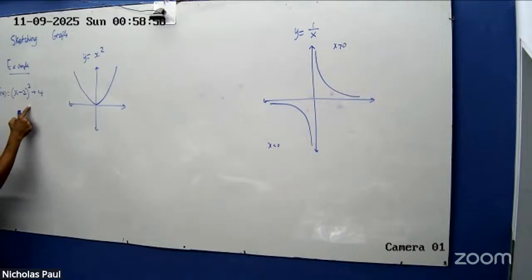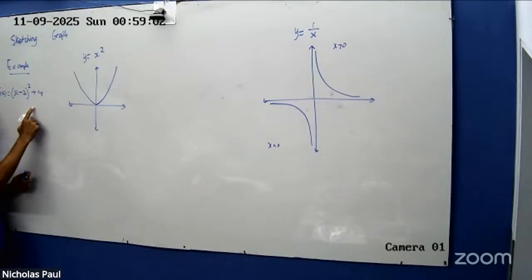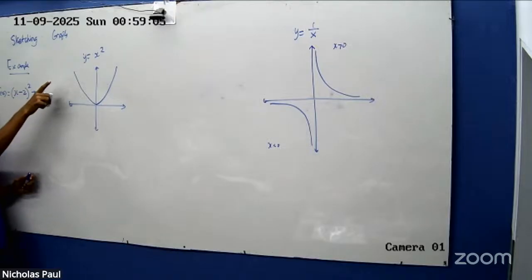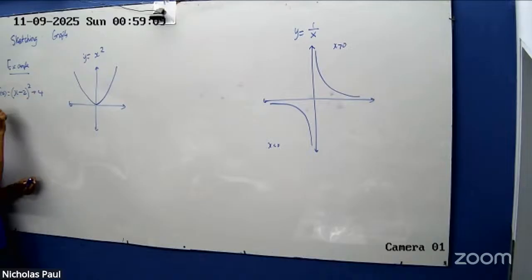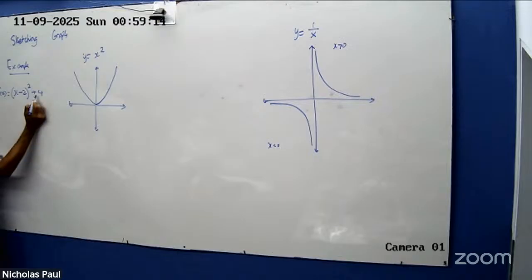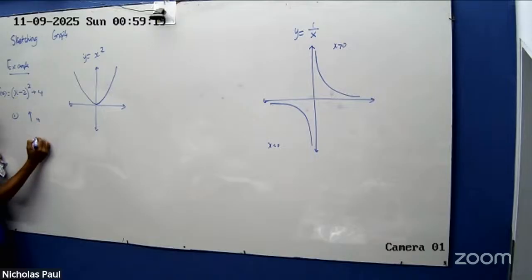So let's try a simple example here. What are the 2 transformations happening here to this graph? That was the original graph up there, and this is the new one that we're going to draw. So the first shift will be upward 4. And the second shift is 2 to the right. So if I wanted to show this graph, upward 4 to the right 2.